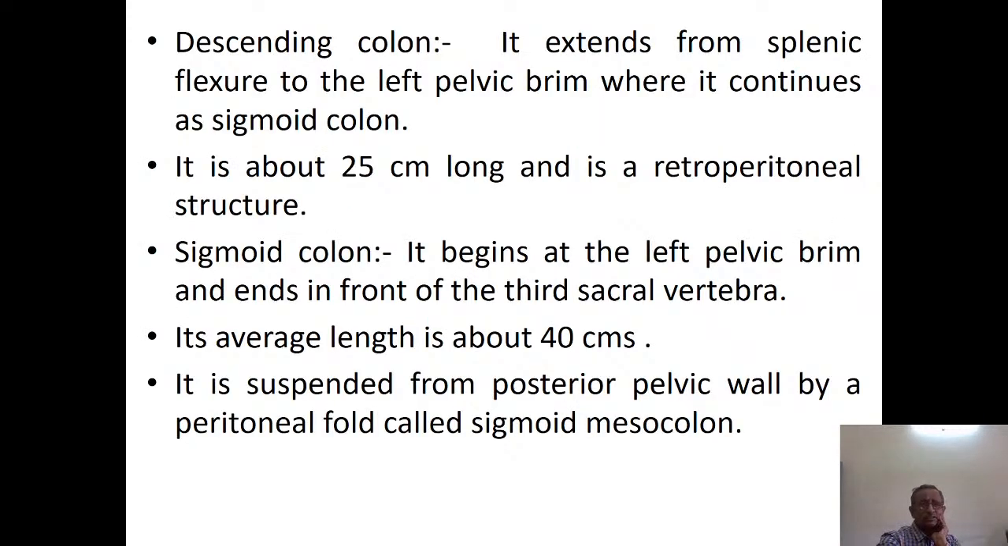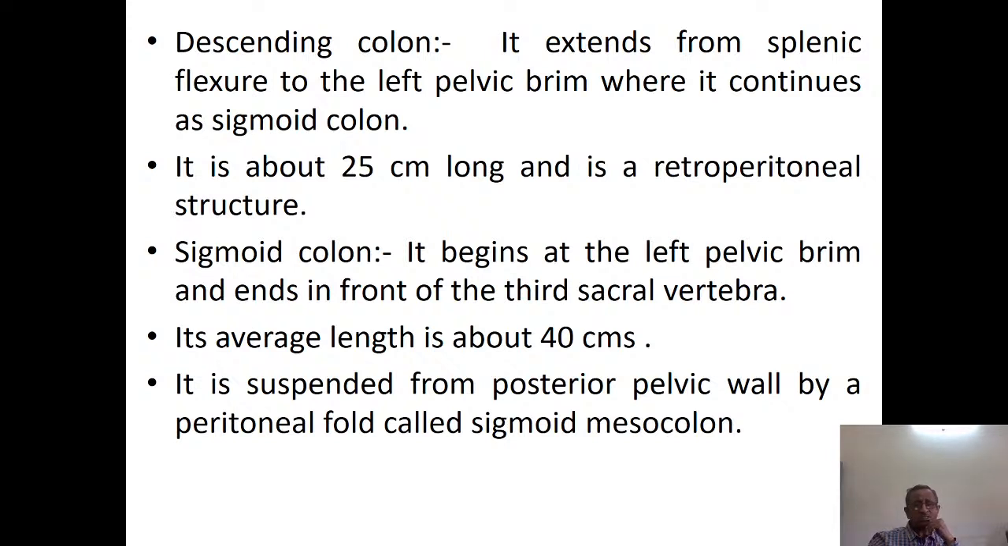Now the descending colon. It extends from the splenic flexure to the left pelvic brim, where it continues as the sigmoid colon. So from the splenic flexure it is coming till it reaches the pelvic brim, from where it continues as the sigmoid colon. So this part we are calling the descending colon. It is about 25 centimeters long and is retroperitoneal. The descending colon is also retroperitoneal.